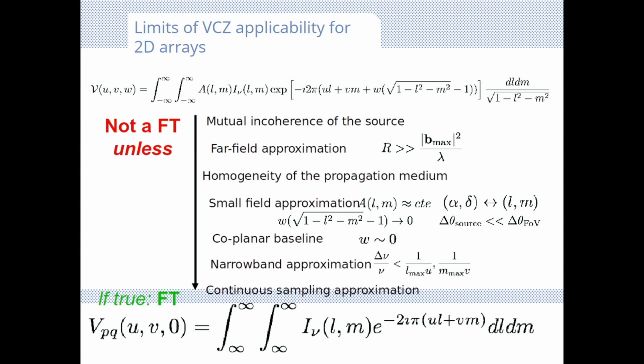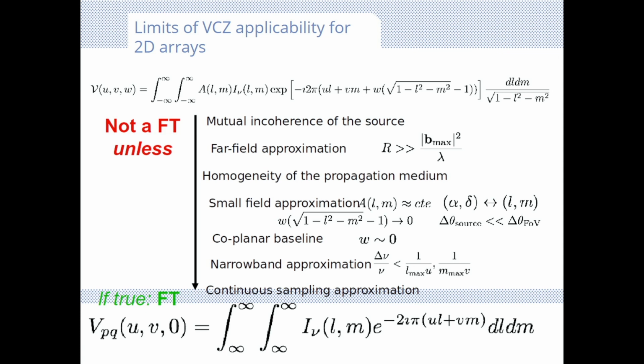Then we also rely on a narrowband approximation. So our channelization of our signal, within the frequency space, needs to be much smaller than essentially our resolution element, and the fractional channel width therefore needs to be much less than the bandwidth that we're trying to capture with the instrument.